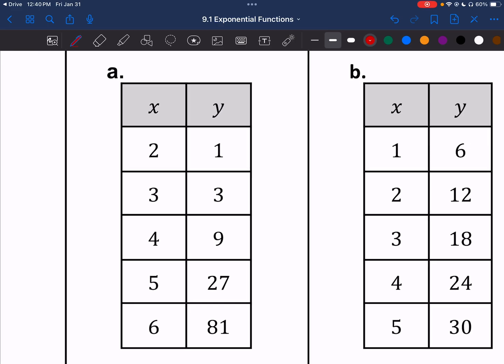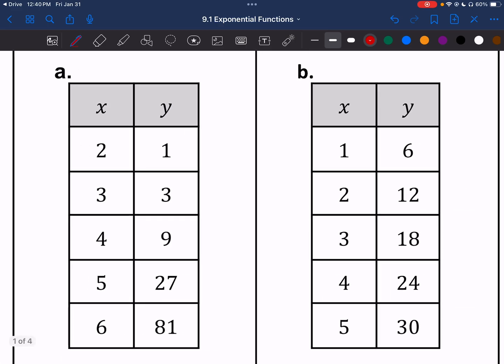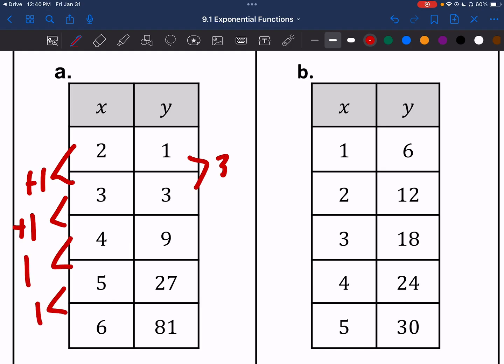So if we zoom in on letter A and B here, so letter A, our x values go up by 1 each time, and our y values, we go up by 2, we go up by 6, we go up by 18, and we go up by a lot.